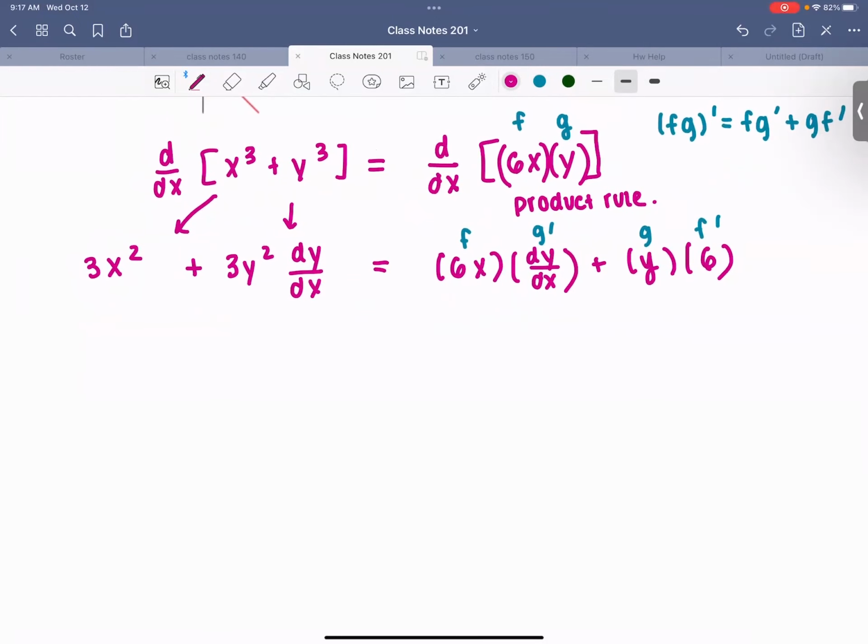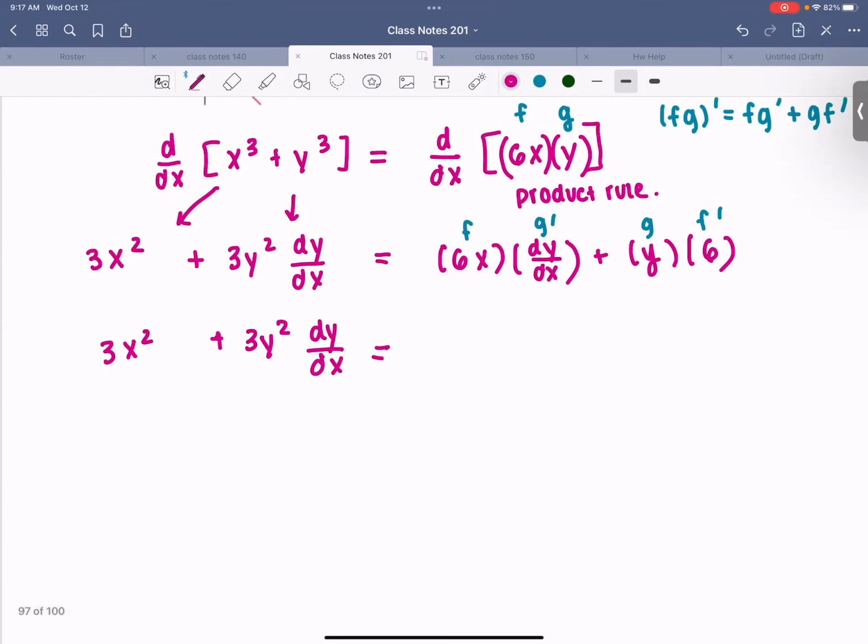I'm just gonna clean this up here. We got 3x squared plus 3y squared dy over dx. We've got 6x dy dx and 6y. Okay, so we just kind of cleaned everything up. A little bit tricky here, right? We have dy dx over here, and we have dy dx on the other side of the equation. How can I get dy dx by itself? Like, what would I do, Sam?